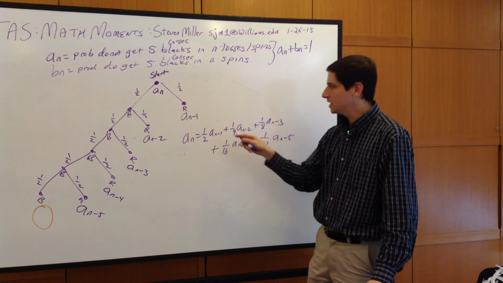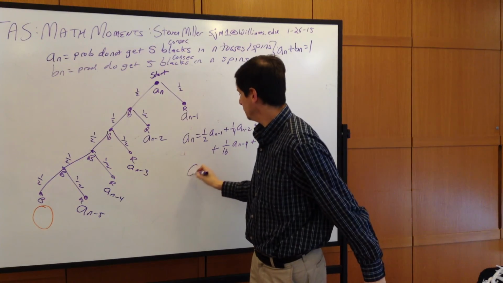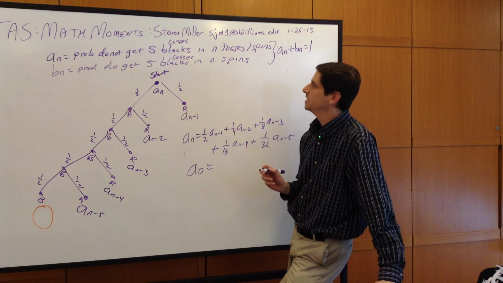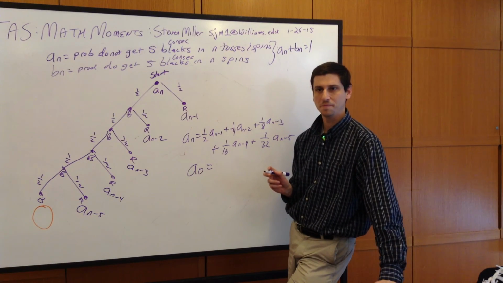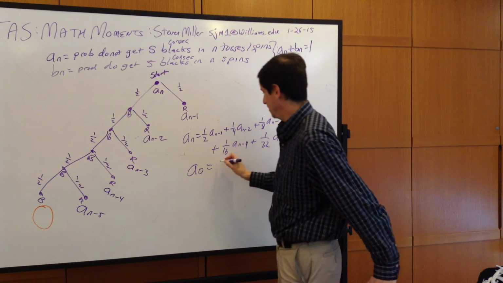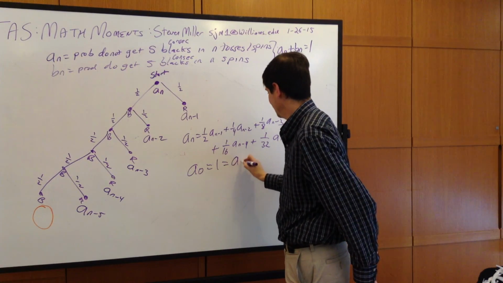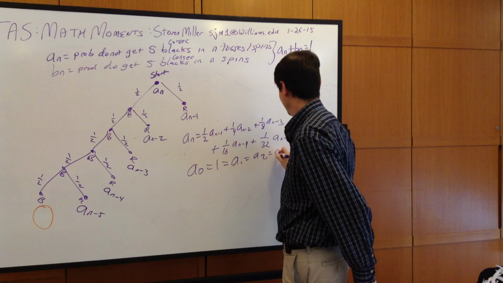But I can calculate a couple of these values. Can somebody tell me what A_0 is? The probability I do not have 5 consecutive blacks, given that I spin 0 times. What's A_1? A_2? A_3? A_4?